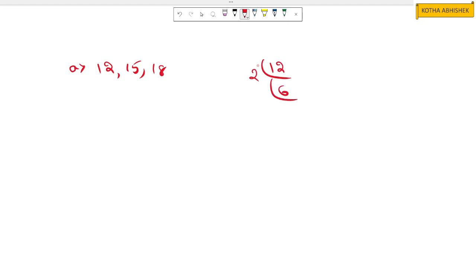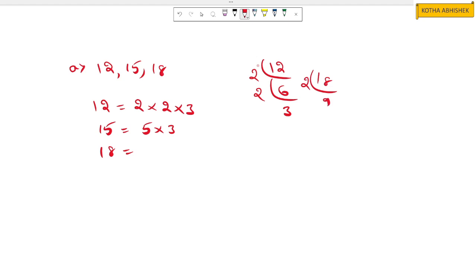2 6s are 12, 2 3s are 6. So 12 equals 2 into 2 into 3. Next number is 15. We know very easily that 5 times 3. 18 equals, let us do the prime factorization of the number 18, which is 2 times 9, then 3 times 3. So 18 equals 2 into 3 into 3.